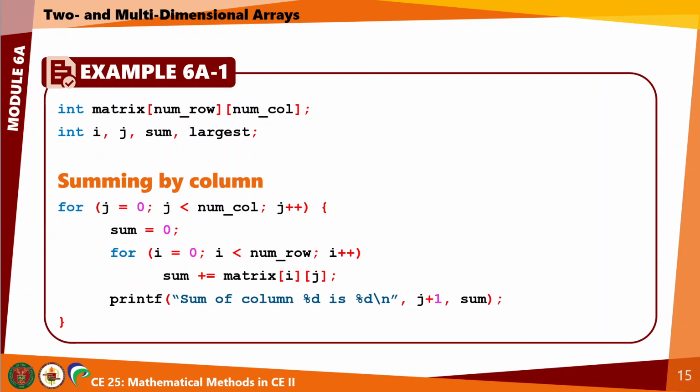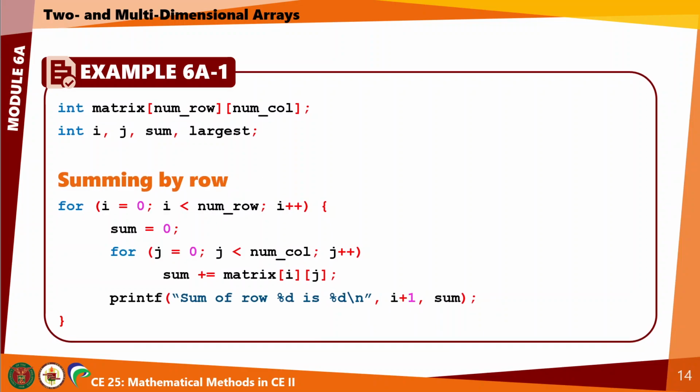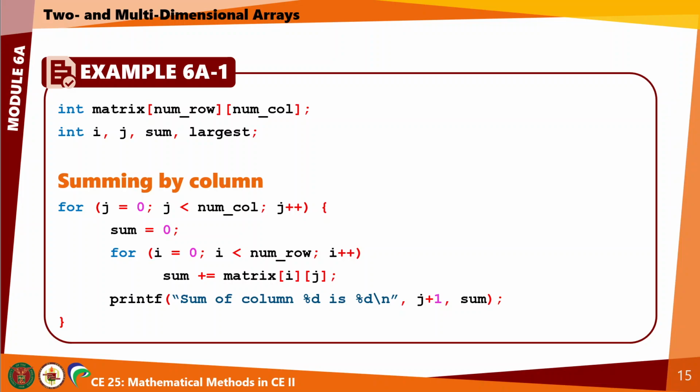So, summing by column, same lang din. Diba? Parehang-pareho lang yan. Ang nakaiba lang, unahin na natin yung j instead of i, kasi yung column naman yung ating, per column naman yung tinitignan natin. So, tatraverse na natin per row initially. For example, for j equals 0, or for column 1, move lang tayo per row. I-add lang natin ng i-add yun sa value ni sum. And then, piprint niya. Sum of column blank is blank.